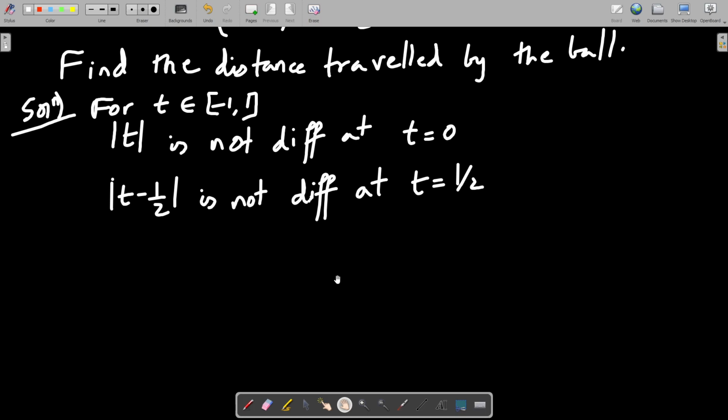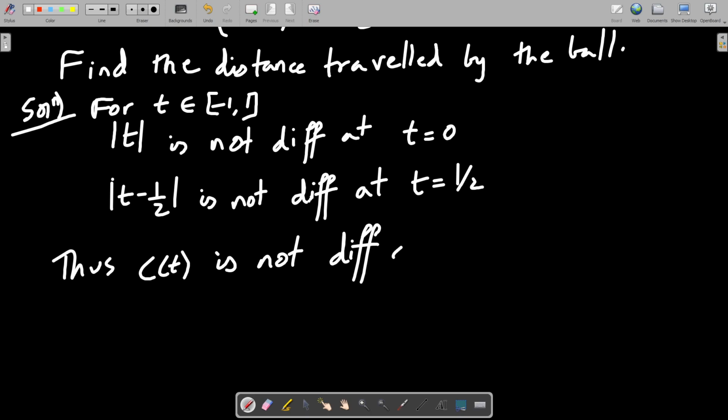So now we'll have to split this. There are 2 points where the function is not differentiable. Okay, so thus C(t) has 2 places where it is not differentiable. Individual functions are not differentiable at 2 different points, so the combined vector function over C(t) will be not differentiable at 2 places. Okay, so what will we have to do?